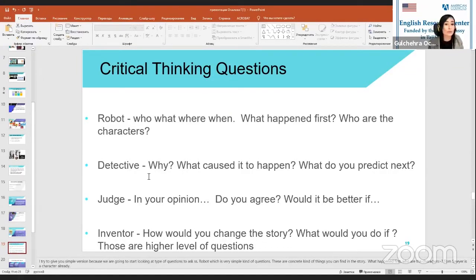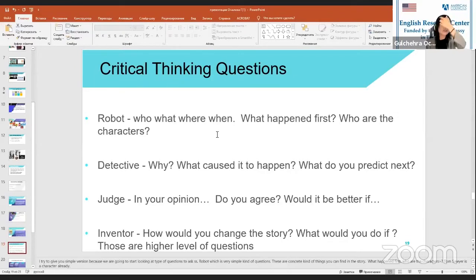Critical thinking questions. I try to give you simple versions of critical thinking questions to give your students. For example, we are going to start with the type of questions to ask our students when we give them text. For example, the robot, which is a very simple kind of question. These are concrete kinds of things you can find in the story: who, what, where, and when?